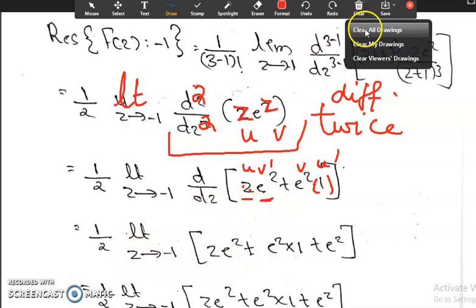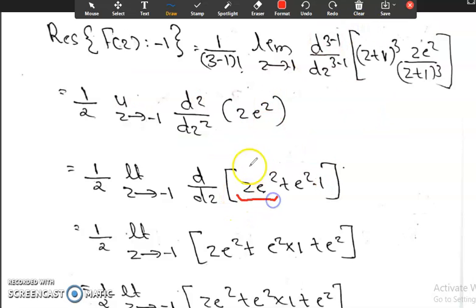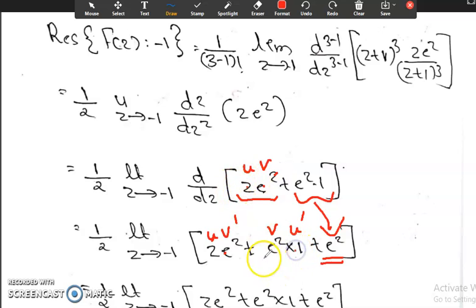So we differentiate once again. This is uv, and here there is no change. The derivative of e power z is e power z, but here you have to apply the uv form: u v dash plus v u dash. z into e power z, derivative is e power z, plus e power z into derivative of z, which is 1. Now e power z we have, here no change. The derivative of e power z is e power z itself.